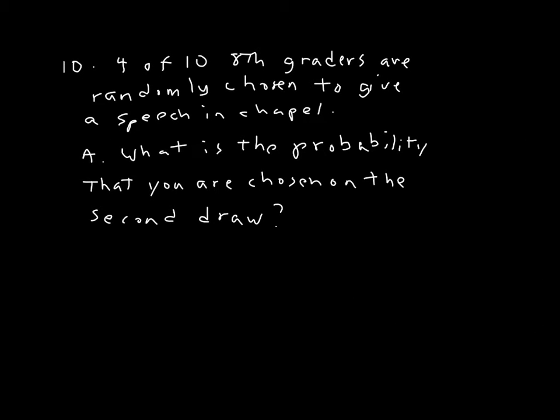Number 10, 4 of 10 8th graders are randomly chosen to give a speech in the chapel. What's the probability that you're chosen on the second draw? Well, if you're picked on the second draw, you can't be picked on the first draw. So the probability of not getting picked on the first draw is 9 out of 10. And then there are 9 names left in, and you're one of them. It's 1 out of 9 on the second draw.